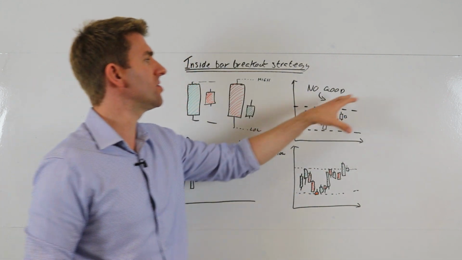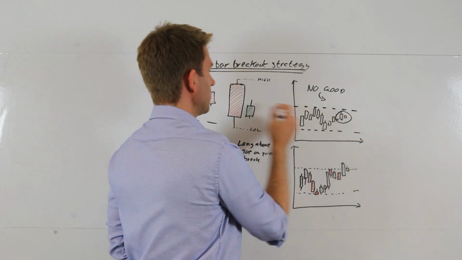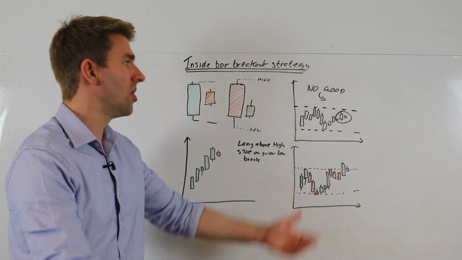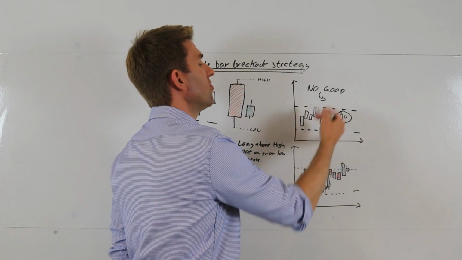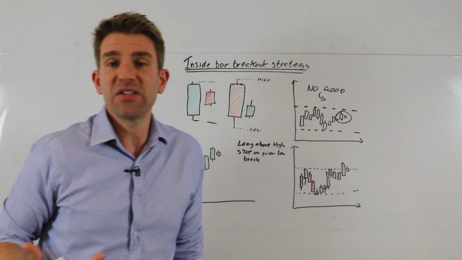So why is this no good? Like this here is our inside bar. That's basically exactly that. There's our inside bar here, hasn't breached the high, hasn't breached the low. Why is that no good? Well, that's no good because ultimately we're sitting in a range. Imagine this range is going for a while. All it is is just nothing happening.